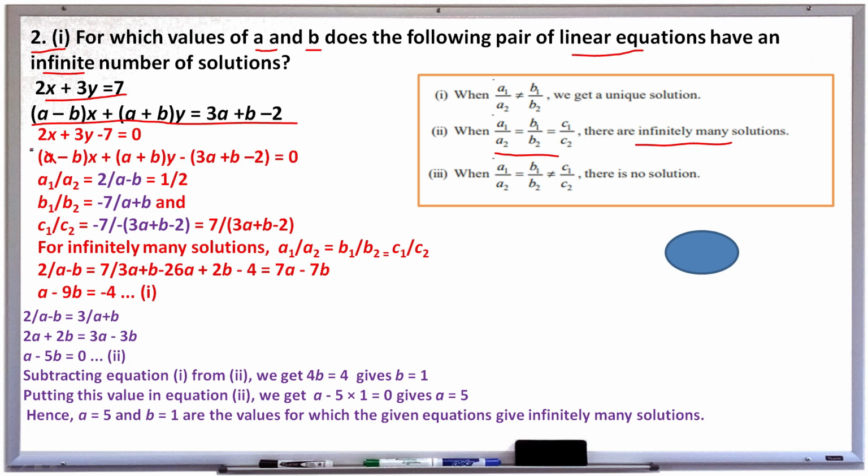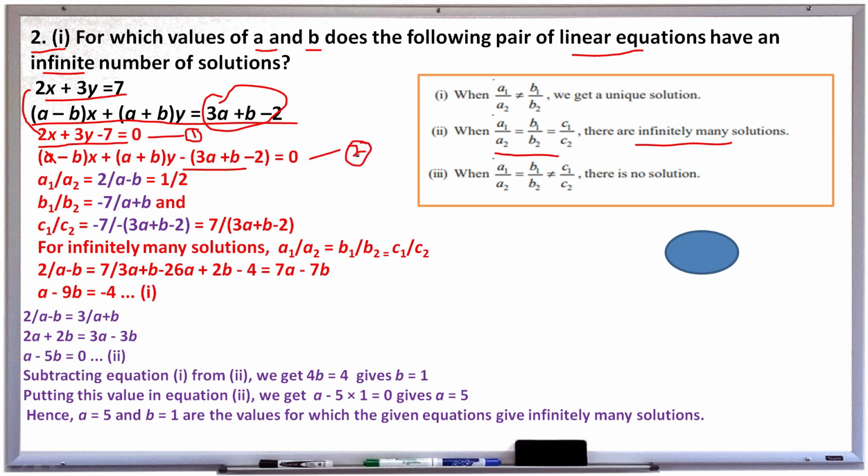Now the first equation you can write in the standard form. 2x plus 3y, bring minus 7 to the left hand side, it will become minus 7, which is equal to 0. The first equation will become like that. The second equation also, you bring this term to the left hand side, so it will become minus 3a plus b minus 2. This is equation number 2.